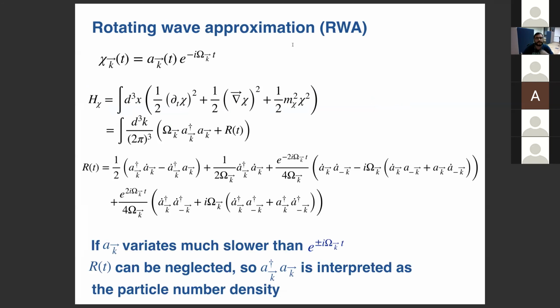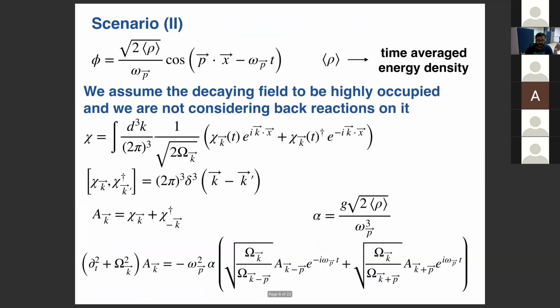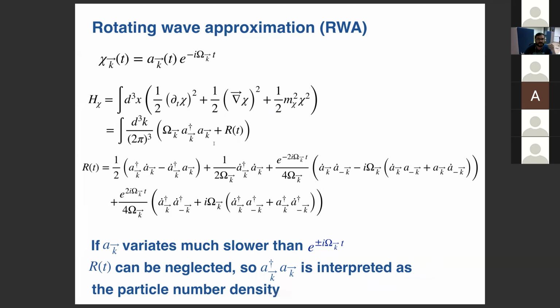Then we are going to find solutions in a more intuitive way. I will use this equation later, but for now, let me find solutions with an ansatz, which is this, where this chi is an amplitude which is time dependent and oscillates.